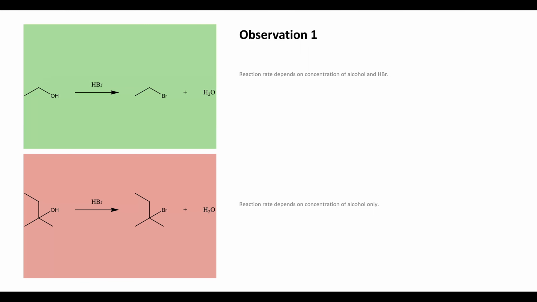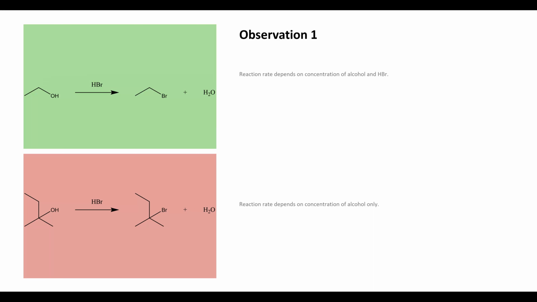Now, let's go a little further in preparation for the next video. And we'll see that when organic chemists perform experiments that involve these substitution reactions in the lab, they notice several things. The first observation is that when chemists measure the reaction rate, they notice that the reaction rate depends either on the concentration of 2 different species, or the reaction rate only depends on the concentration of 1 species.